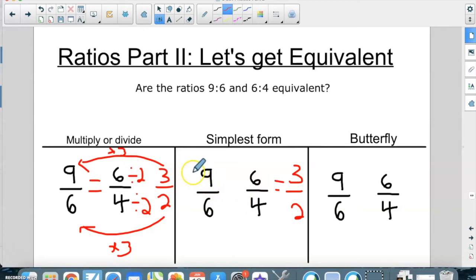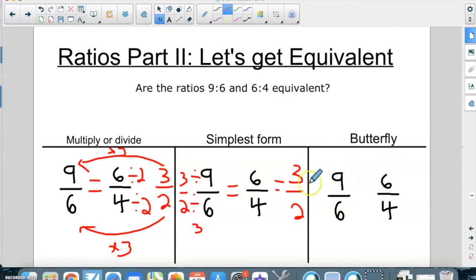And for this one, 3 can go into both. So I can divide the top and the bottom by 3. And I can't quite fit it, so I'm just going to write down dividing by 3 here. And so 9 divided by 3 is 3. 6 divided by 3 is 2. And look, they're both in simplest form now. And they're both the same fraction or ratio, so I know they're equal, so I know, yes, they are equivalent.